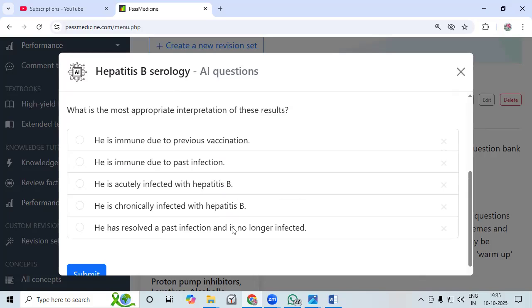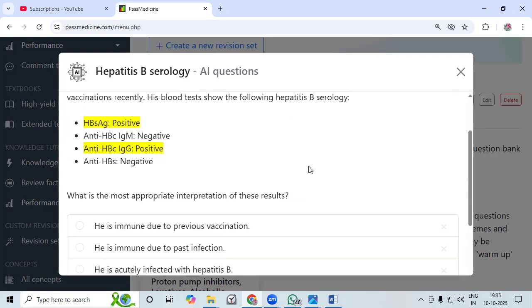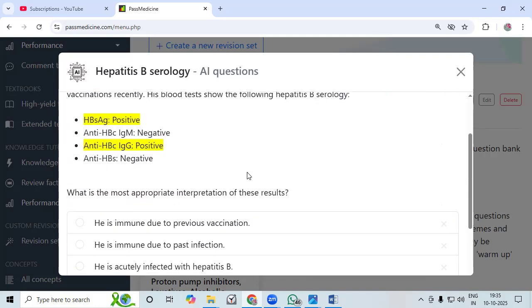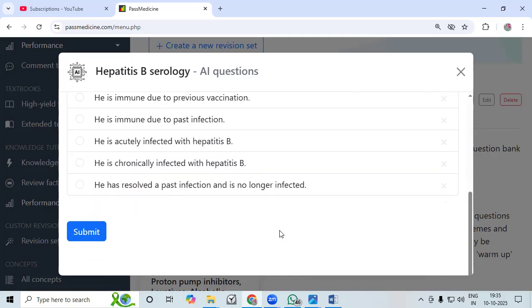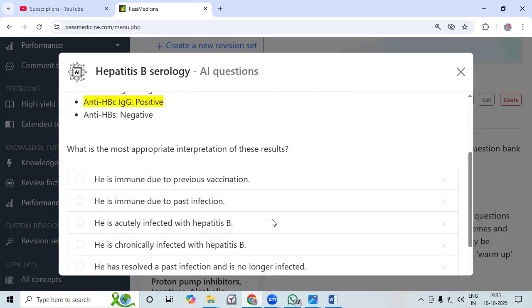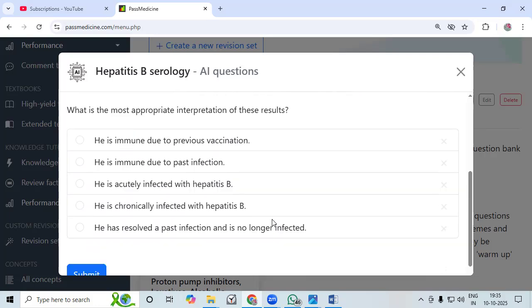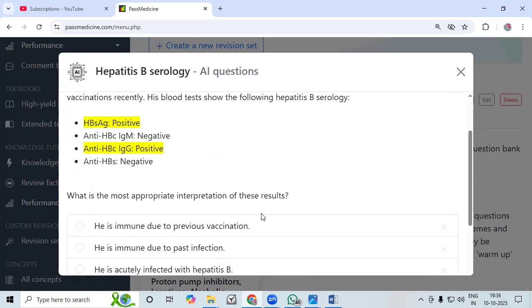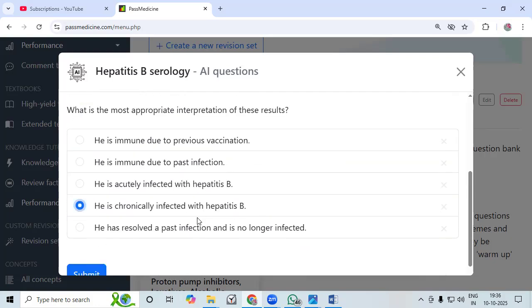So what options do we have? He is immune due to previous vaccination? No, because he is not vaccinated, so that option is wrong. He is immune due to past infection? No, he is not immune. He is acutely infected? No, because IgG is positive, so he is not acutely infected, and we can cut this off. He is chronically infected with hepatitis B? Yes, that goes with the answer to this question. He has resolved a past infection and is no longer infected is also incorrect.